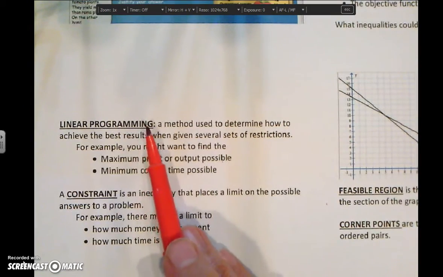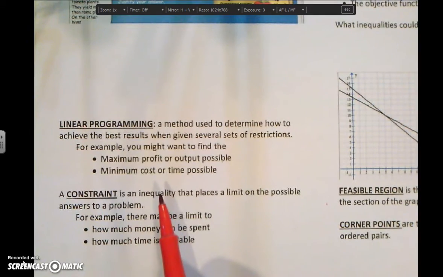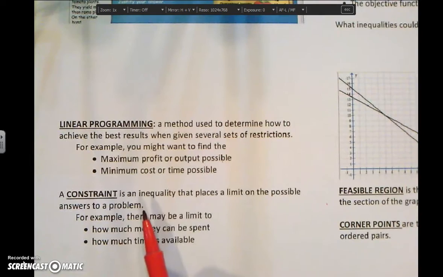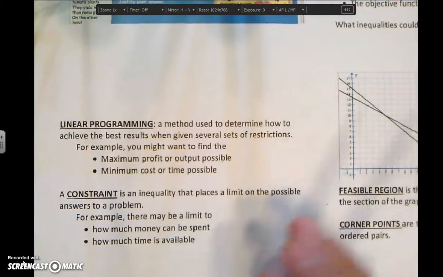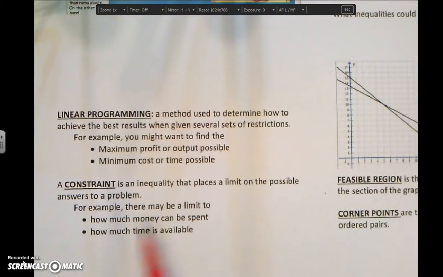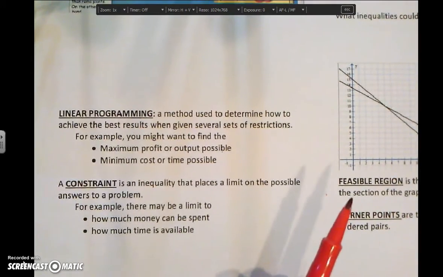So in it, some of the vocabulary: a constraint is an inequality that places a limit on the possible answers to a problem. So it's like the whole world is not your possibility. There's going to be certain restrictions. For example, there may be a limit to how much money can be spent or how much time is available.